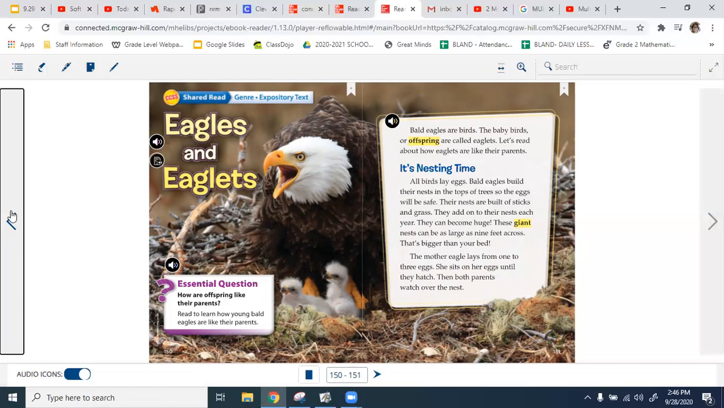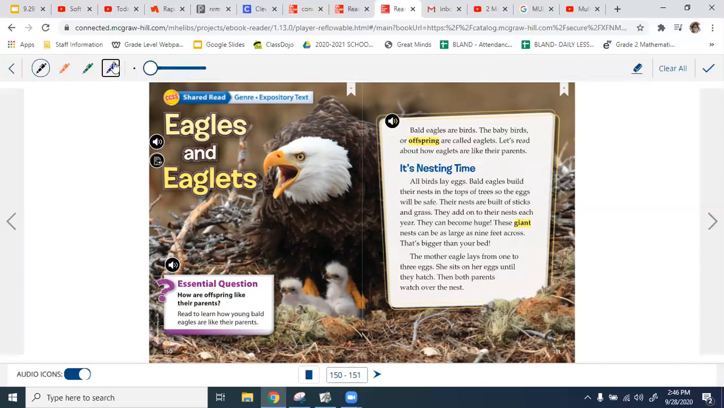Go back to the beginning of your story. And let's look. It says, good readers use text evidence to help them find answers. And that's what we're going to do. The first question says, read the heading on page 151. I'm on 151 and here's my heading. My heading says, it's nesting time. I just put a box around the heading. What do you think this section will be about?